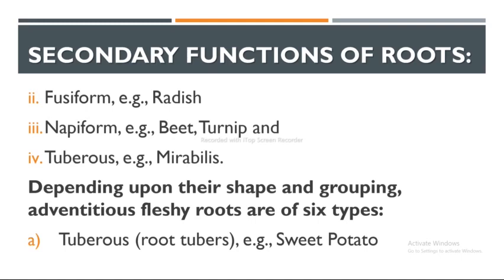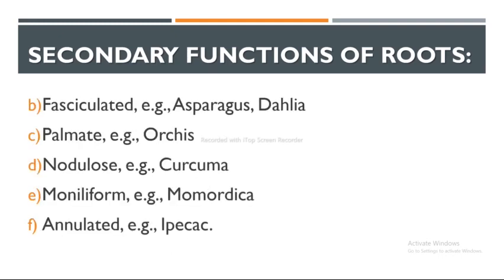So depending upon their shape and grouping, adventitious fleshy roots are of 6 types. First is the tuberous, which is also known as root tubers, and the example of these is sweet potato. Second is the fasciculated roots, for example asparagus and dahlia. Third is the palmate, for example orchis.